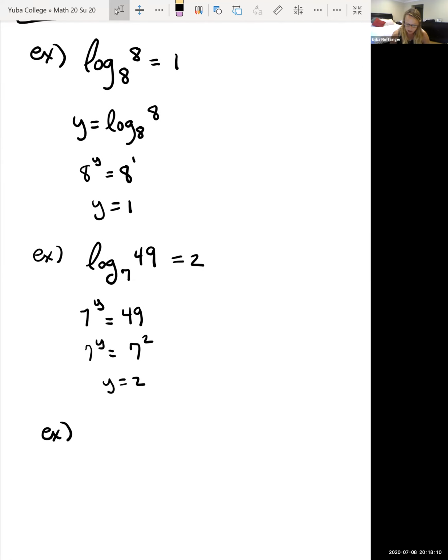If you have a log and the base is not shown, so let's say you have log of the square root of 10, if the base is not shown, it's known to be base 10. So no base shown, then it is base 10.